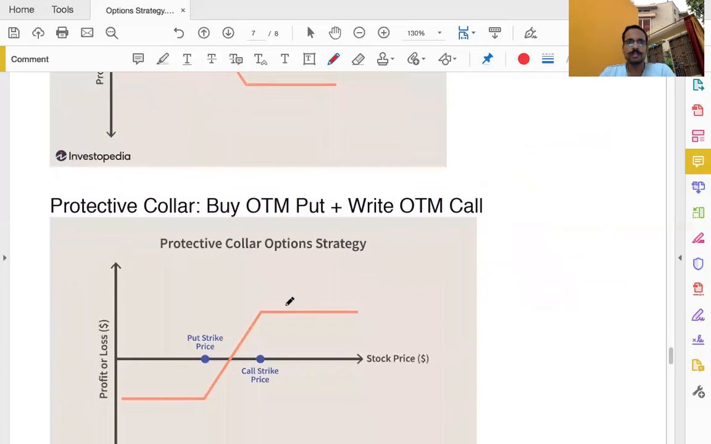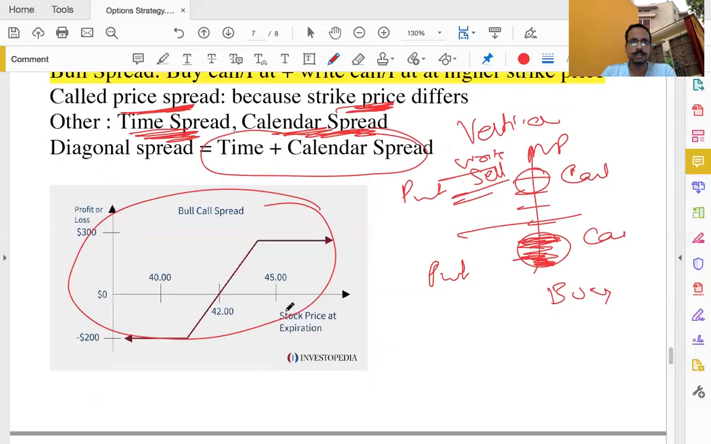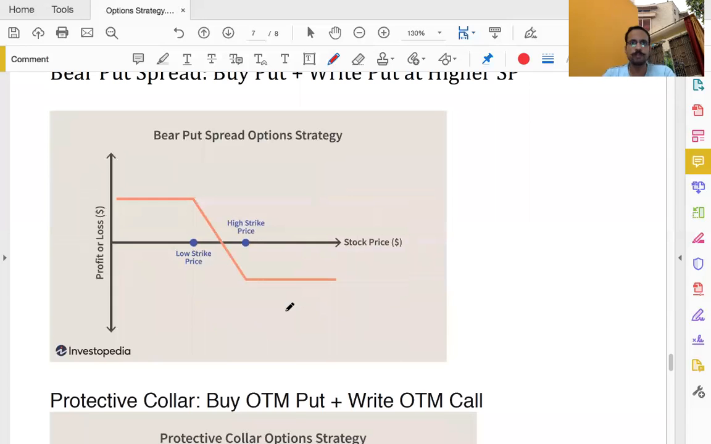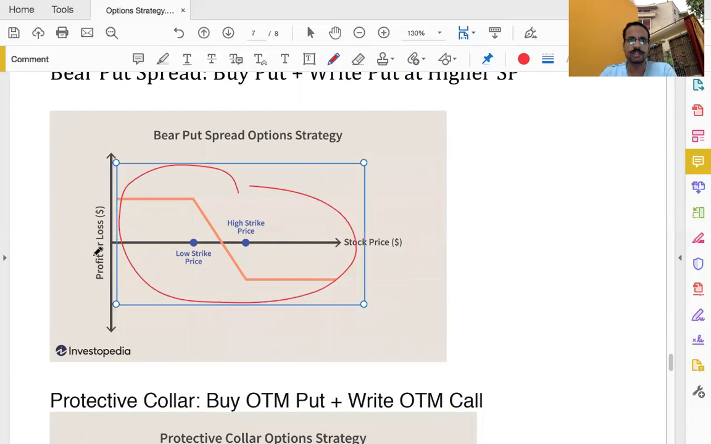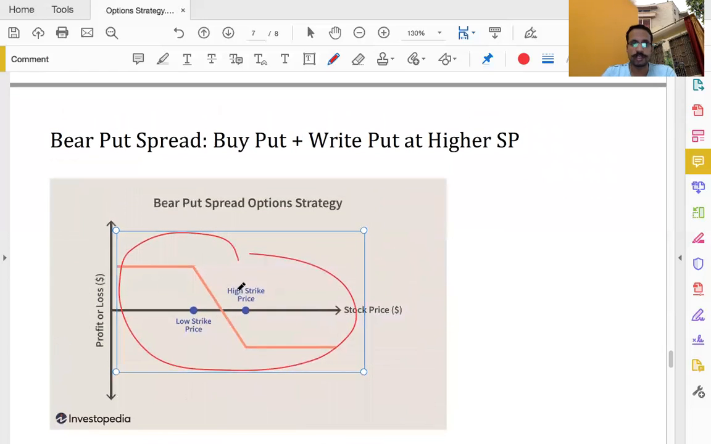Now the bear put spread becomes a little different. This is the payoff diagram of a bear put spread, and thanks to Investopedia, some of the diagrams that I've used are from Investopedia. Now a bear put spread is what? Buy put at a higher price and write put at a lower price.